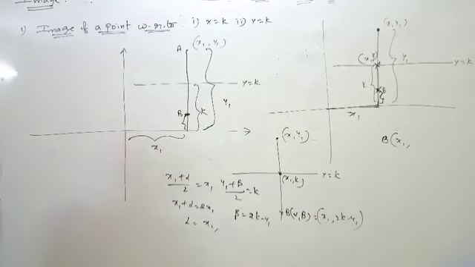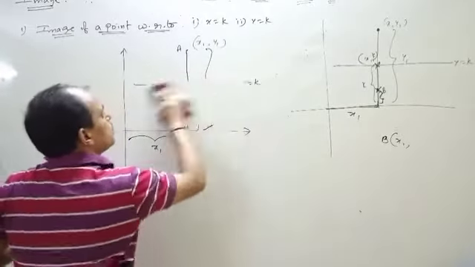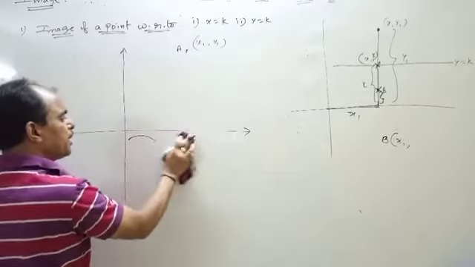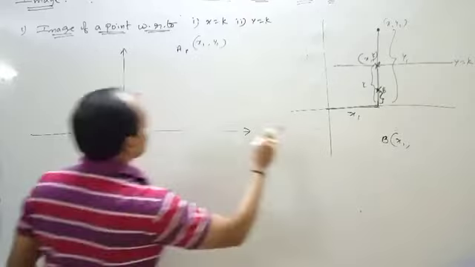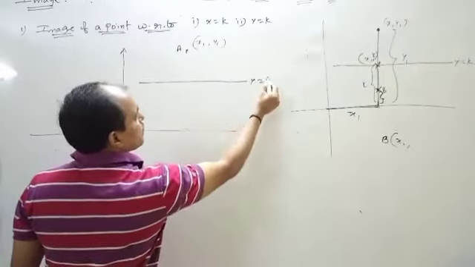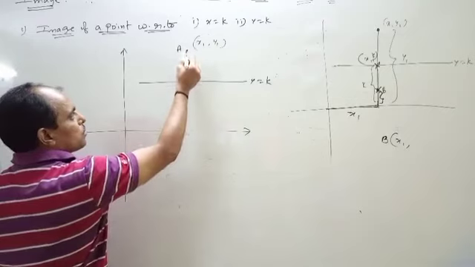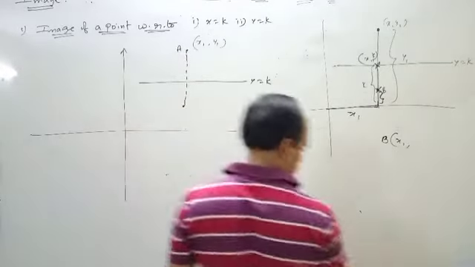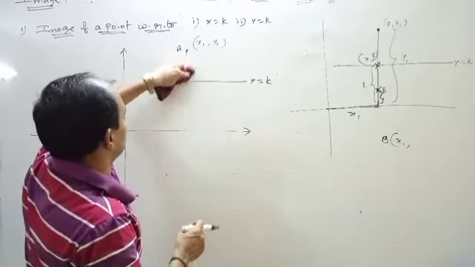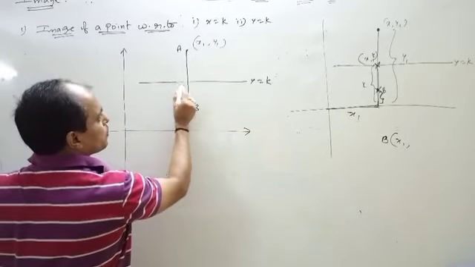Okay, let me explain once again, see everyone. This is a point, some point you take anywhere. So the point is x1 comma y1. This is a line, y is equal to k. The image will be here. Okay, now this will be the image. Can you write it down? Nothing to worry. So this is the image with respect to this line.